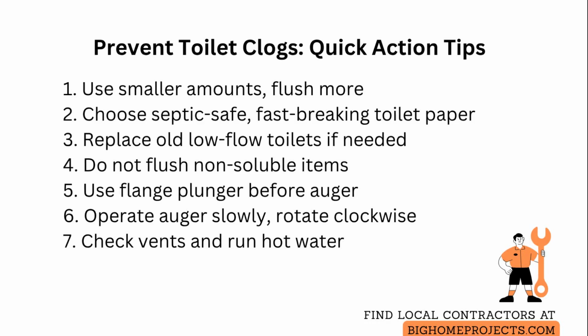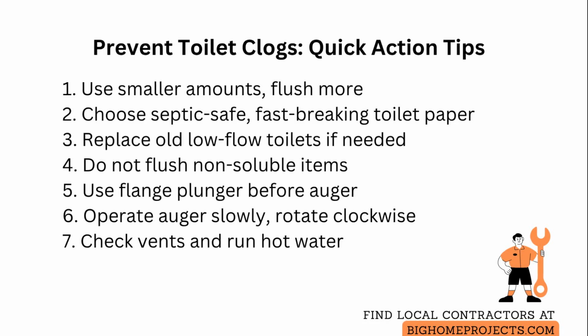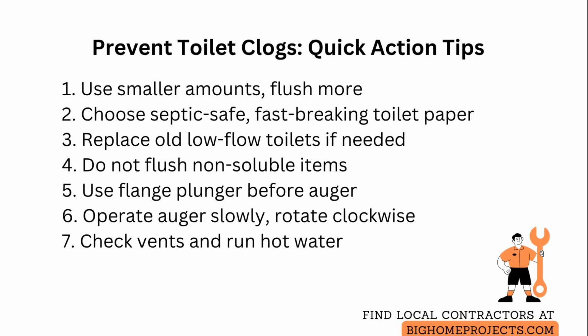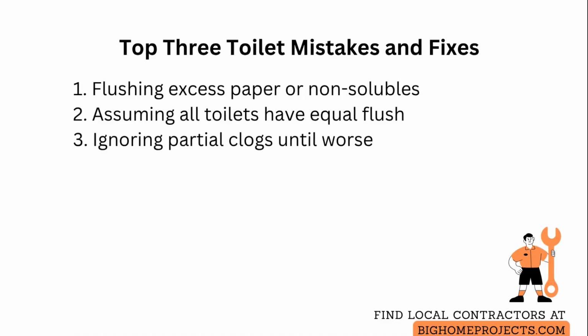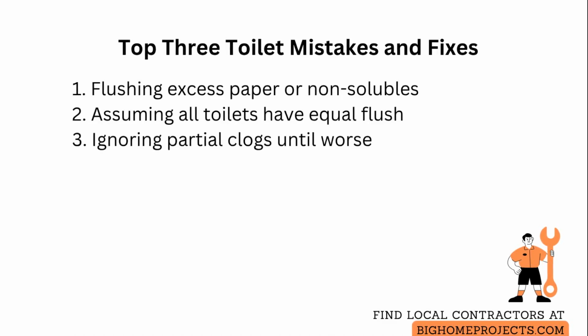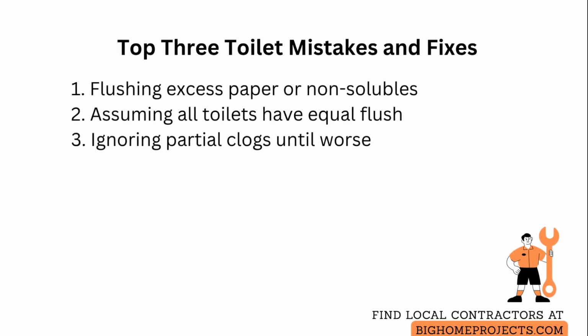Maintain your system by checking vent pipes for bird nests or debris and periodically running hot water through seldom used drains to prevent buildup and root intrusion in sewer lines. The three most common mistakes are flushing excess toilet paper or non-soluble items, assuming every toilet has the same flush strength, and delaying action when a partial clog is present.